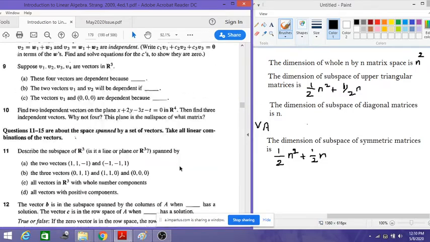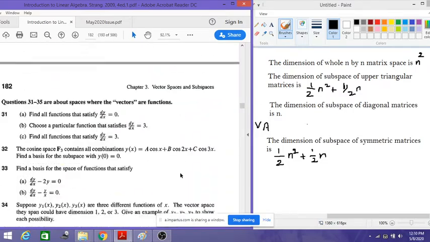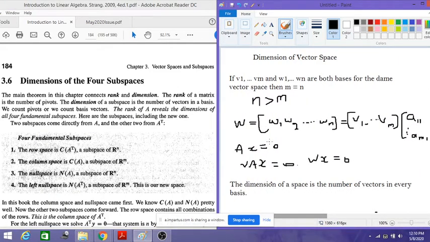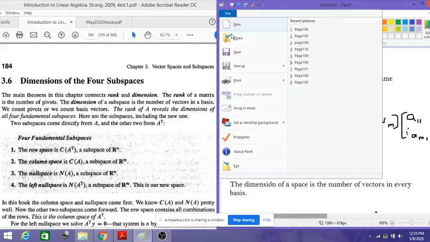So that is about the dimension of the matrix. Next we'll talk about the dimension of the four subspaces. So let me save this page here.